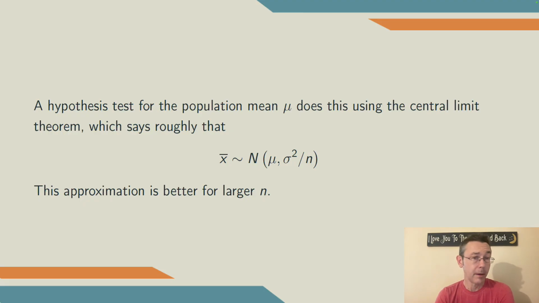A hypothesis test for the population mean mu does this using the central limit theorem. And very roughly, that says that x bar is approximately normal with the same expected value as the population that you're sampling from and a variance that's scaled down by a factor of 1 over n. So the standard deviation is scaled down by a factor of 1 over the square root of n. The central limit theorem says this approximation is better for large n. Sometimes you'll see the number n equals 30 as a rule of thumb, but it's reasonable for much smaller n, including n equals 10, if the population you're sampling from is pretty symmetric and doesn't have any extreme outliers. And those are reasonable assumptions in the case of these chocolate bars.